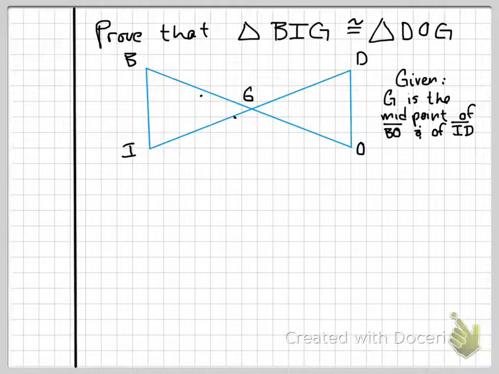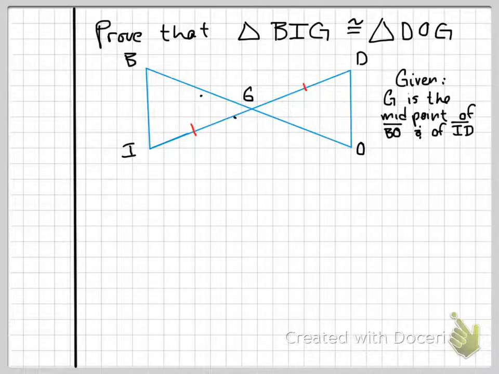So once I have that information, I'm going to start thinking about what do I know and how do I know it. So if G is the midpoint of ID, so from here, I'm looking at that line, and I know that G is the midpoint. That means that these two pieces have to be the same length, because it's the same distance from I to G as it is from D to G.